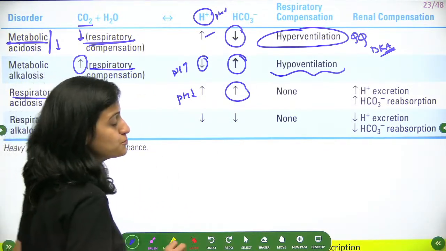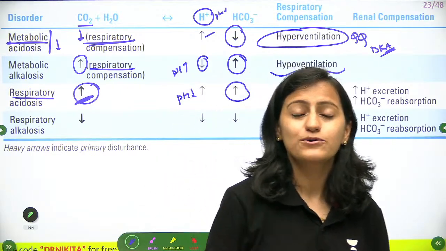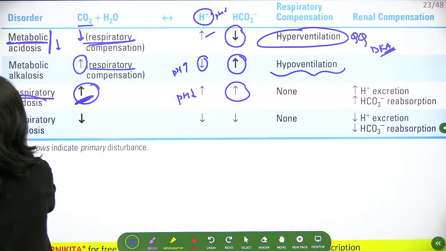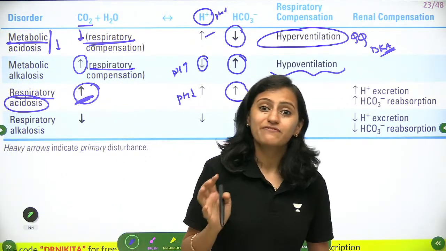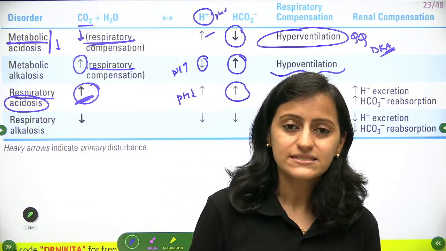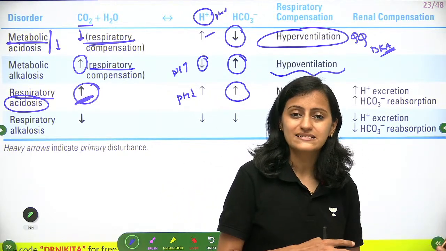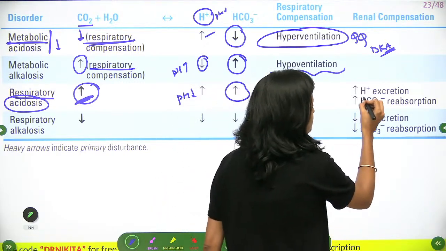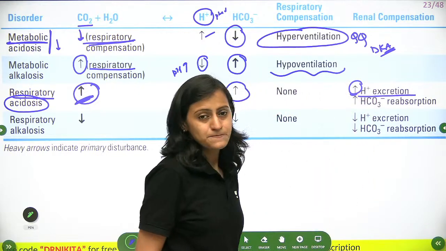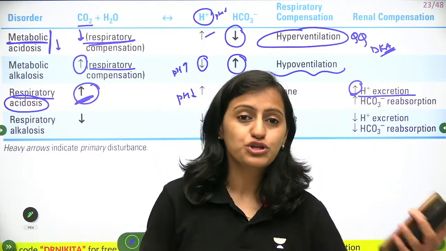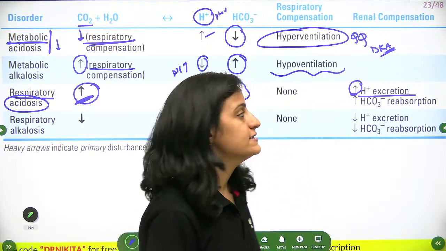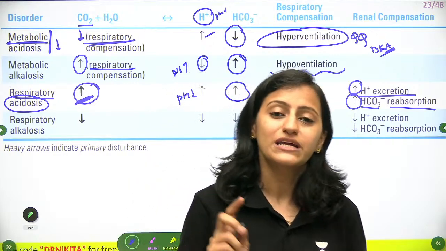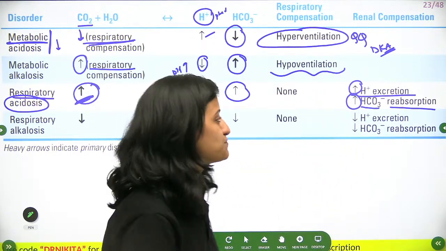Primary is your PCO2. Now, understand this concept of how the kidneys compensate for respiratory disorders. When it is respiratory acidosis, there's already a lot of acid in the body. We don't want more acid. So what does the kidney do? We increase the acid secretion. What's the acid? H plus. So the H plus excretion increases. Bicarbonate is an alkali. To neutralize the acid in the body, we need alkali. So the bicarbonate reabsorption will increase. There is increased H plus excretion.